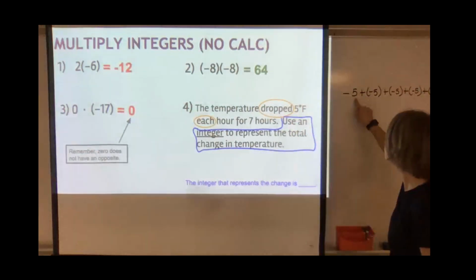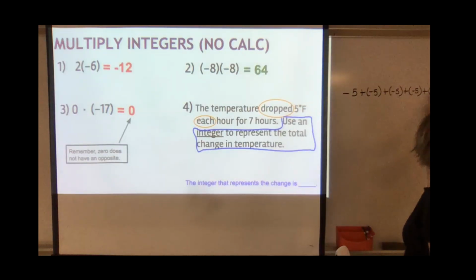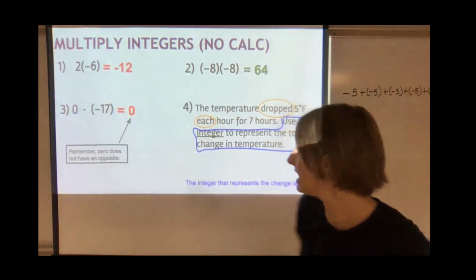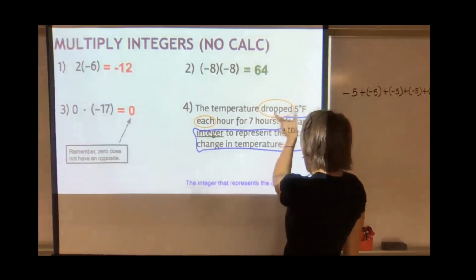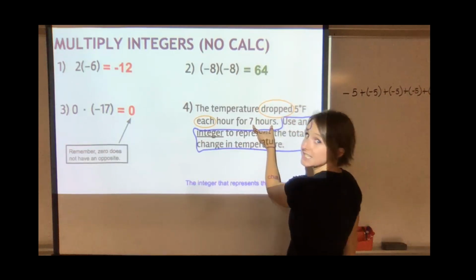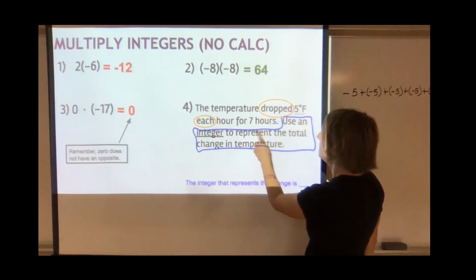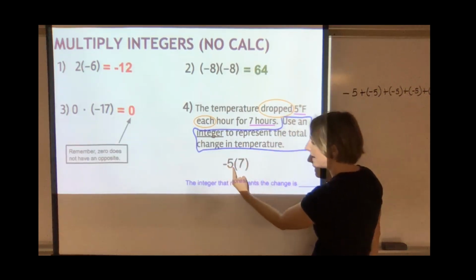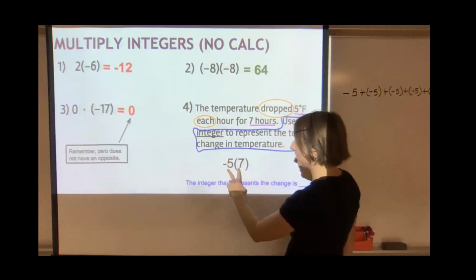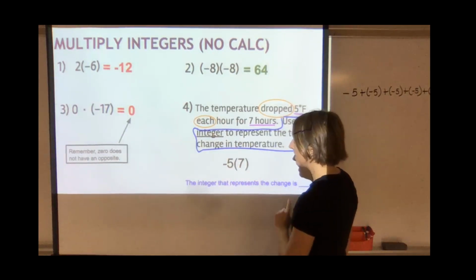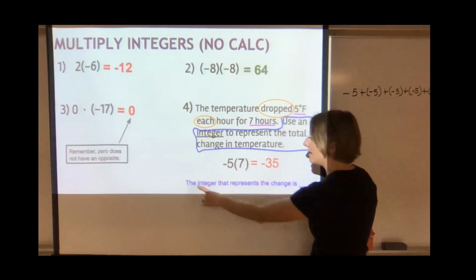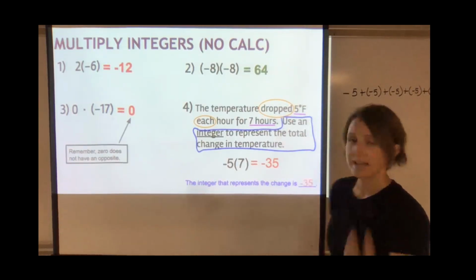So every hour, minus 5, plus minus 5, plus minus 5, plus minus 5, plus minus 5, 7 of them. Repeated addition is the same as multiplication. So this is multiplying the degrees it dropped for these 7 hours. So 5 times my 7, it's a negative 5 because it dropped, right? So minus 5, the drop of 5 degrees every 7 hours, what does that equal? Well, do the signs agree? No, I have a negative and I have a positive. So that means my product is going to be negative. So negative 35. The integer that represents the change is negative 35.